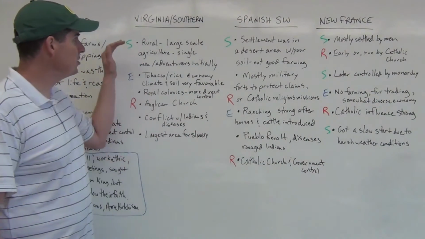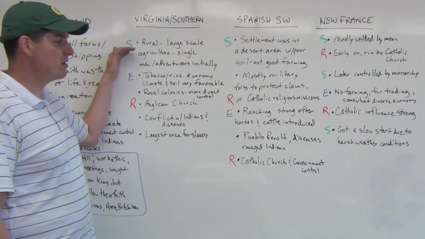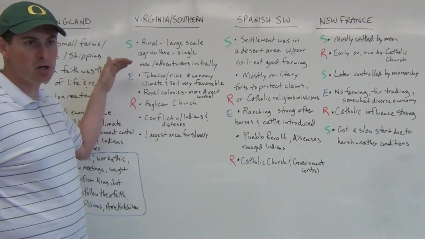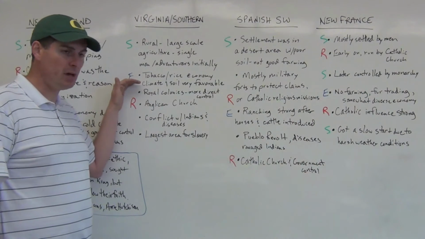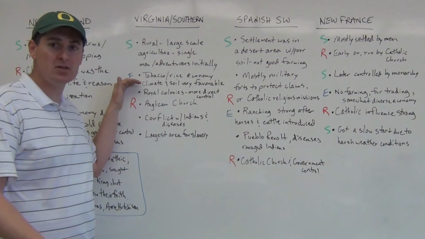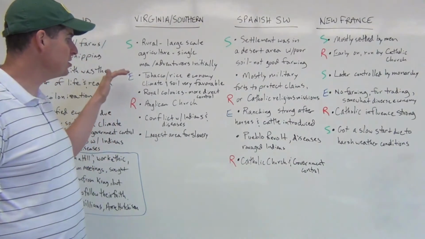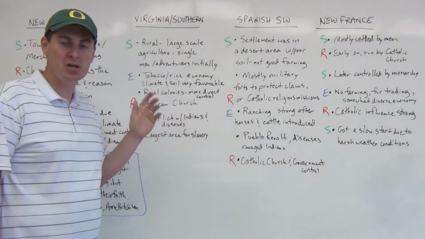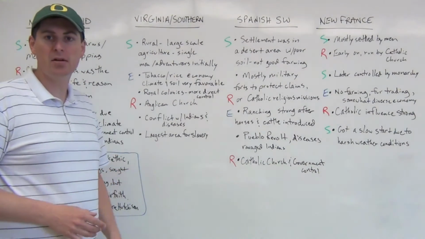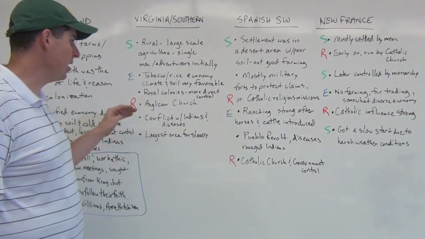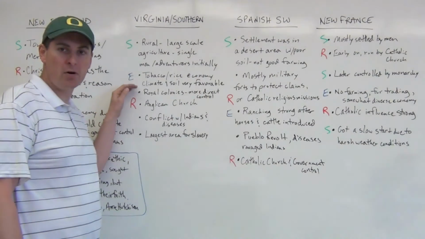Now, to compare that to Virginia, Southern, or if we want to just say Chesapeake region, it's rural. You have large-scale agriculture. They're going to have cash crops they're growing. When you think about the economy, tobacco and rice. Tobacco saves the Jamestown colony initially under John Rolfe. I know when you think of the South, you think cotton. It's not cotton time yet, okay? It's mainly tobacco and rice. The climate and soil are very favorable for growing these.